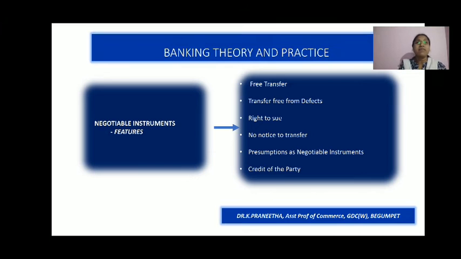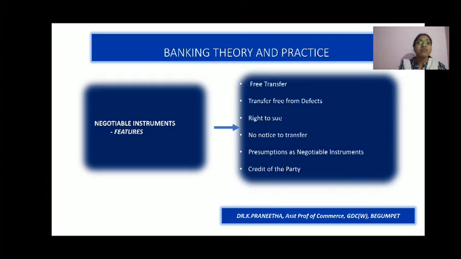Now coming to negotiable instruments and their features. The first one is free transfer. Negotiable instruments are easily and freely transferable from one person to another. That means the ownership of the property in the instrument may be passed by mere delivery. Transferability is an essential feature of a negotiable instrument. That means we can easily transfer it from one person to another.